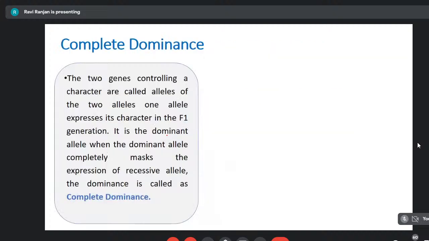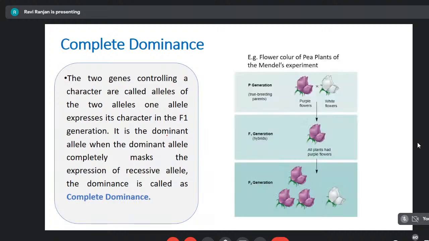If I say complete dominance, it is what Mendel has studied in pea plants. When he crossed a purple flower plant with a white flower plant, he found in the F1 generation a heterozygous offspring, and all of them were purple. This is because this is allelic gene interaction, so it occurs between genes located at the same locus.